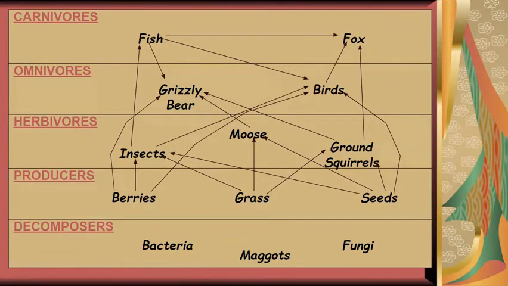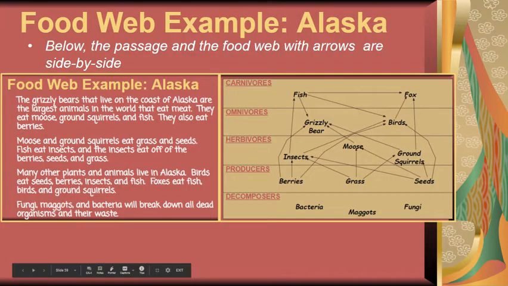So here are all the arrows that should be drawn on the food web. And here I have posted a side-by-side so you can look at the story and compare the arrows that have been drawn.